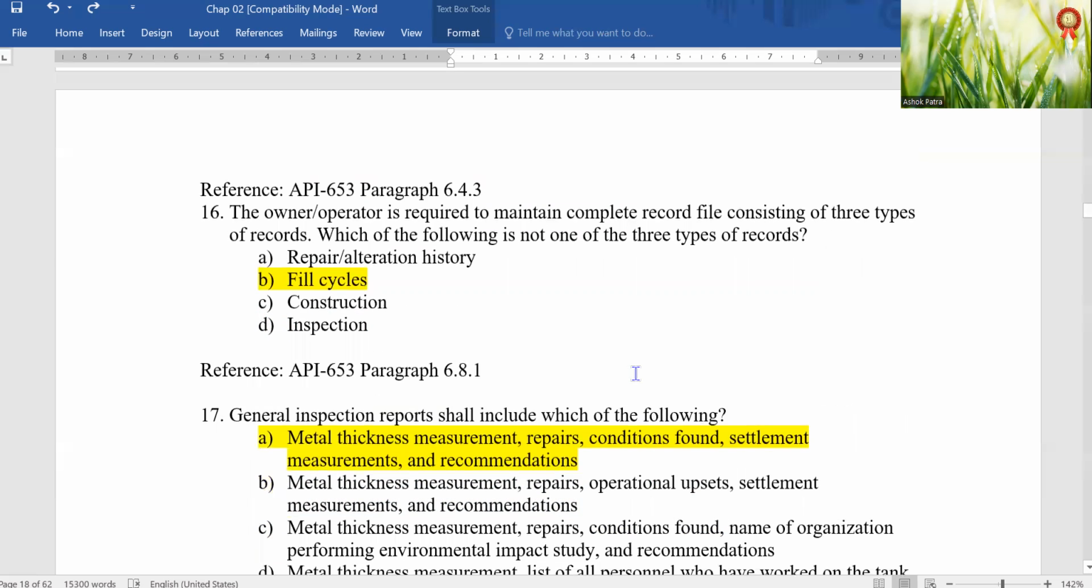The owner operator is required to maintain a complete record file consisting of three types of records. Which of the following is not one of the three types of records? Repair and alteration history, construction, inspection, fill files. There is nothing like fill cycles, nothing like that. General inspection reports shall include which of the following? Metal thickness measurement, repair conditions found, settlement measurement, and recommendation.